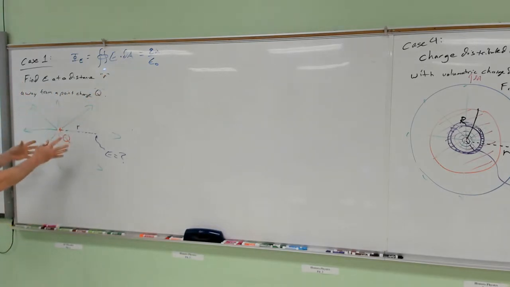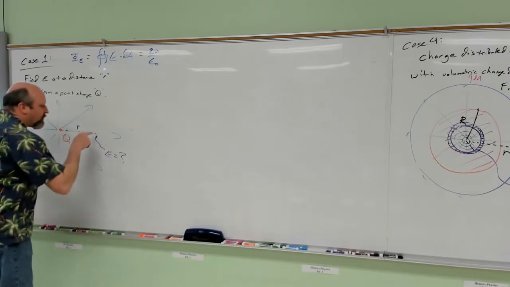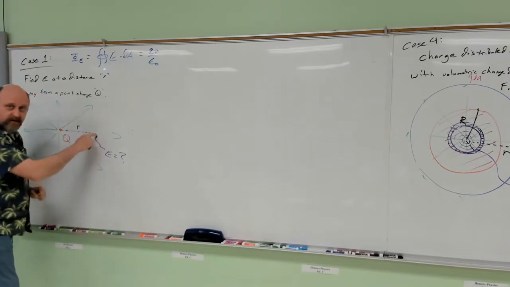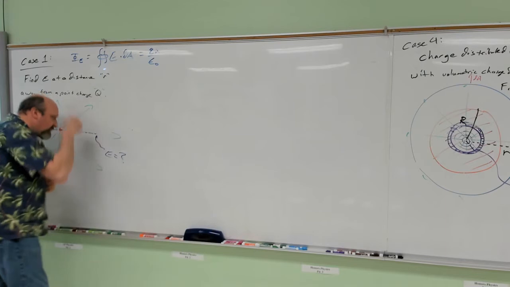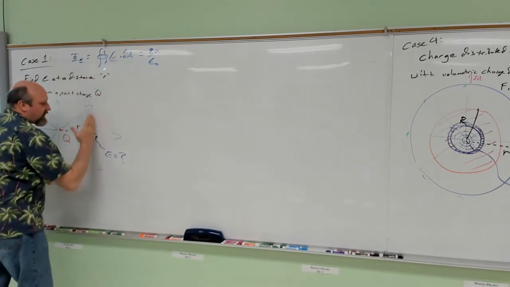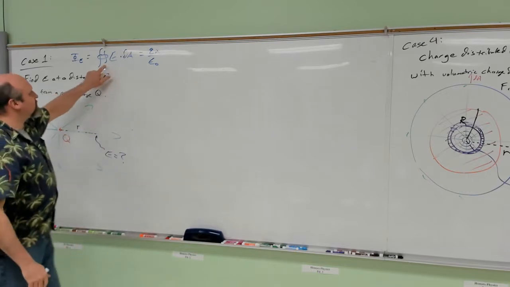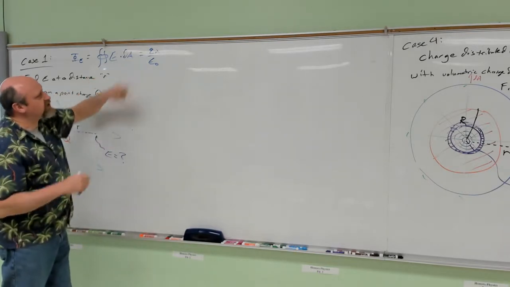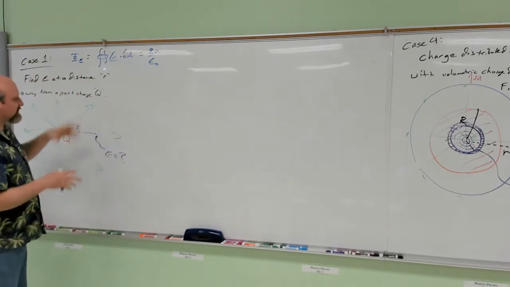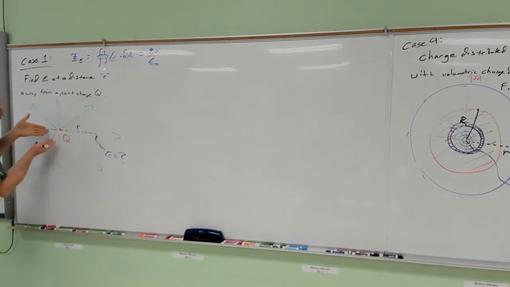Any surface that surrounds this charge would work, but we want to find the electric field strength here. So we want to calculate the E field there specifically, so our surface has to pass through that point. Secondly, it's got to be a closed surface. It needs to have charge inside it, or else we're going to get a net flux of 0. So I need to surround this charge.